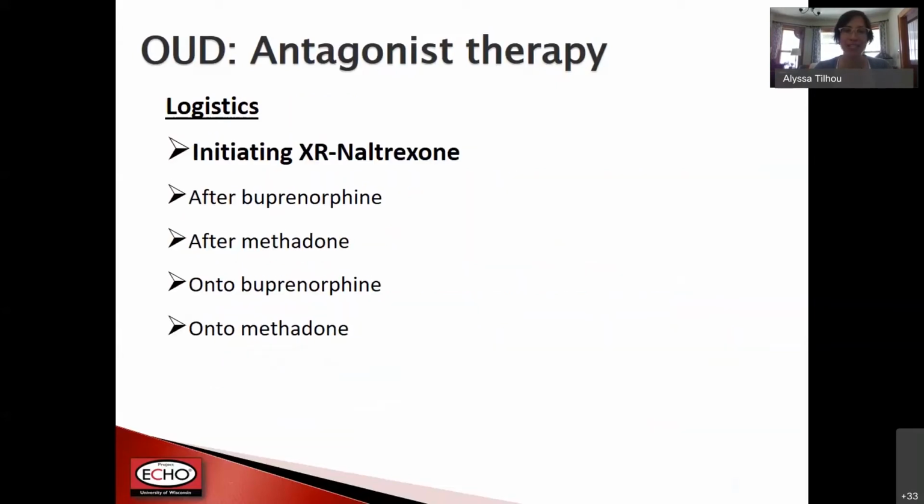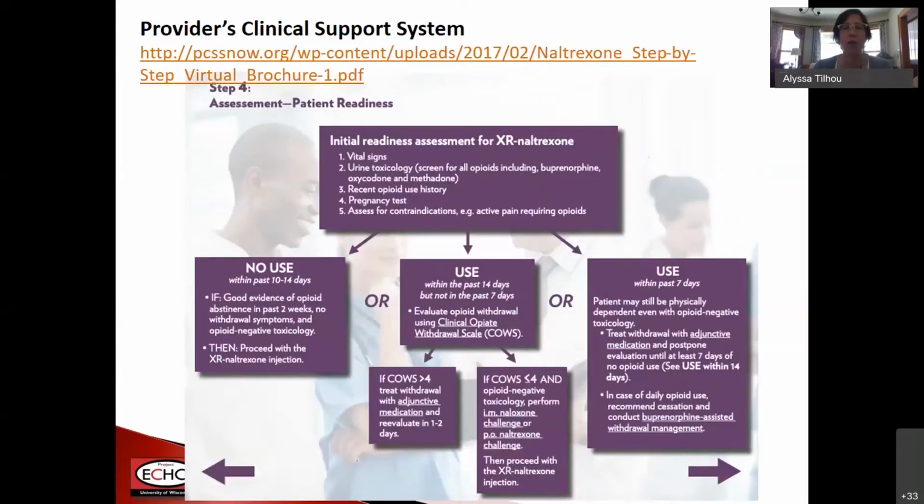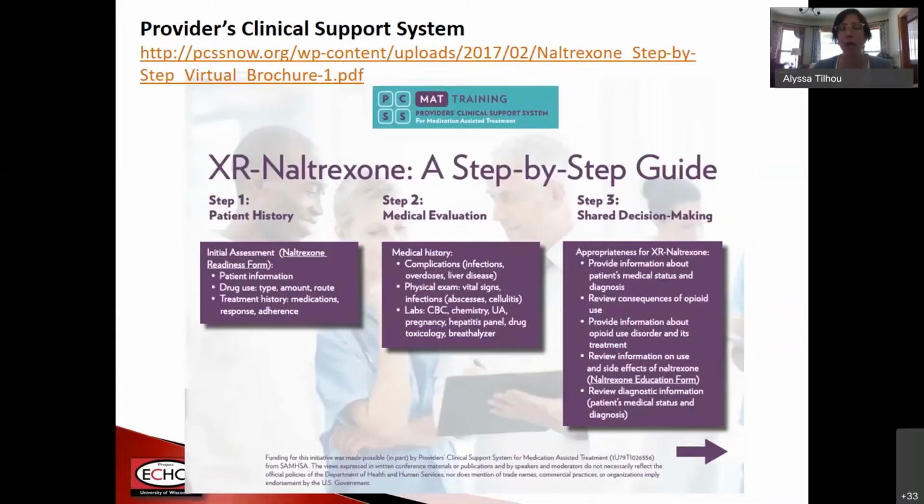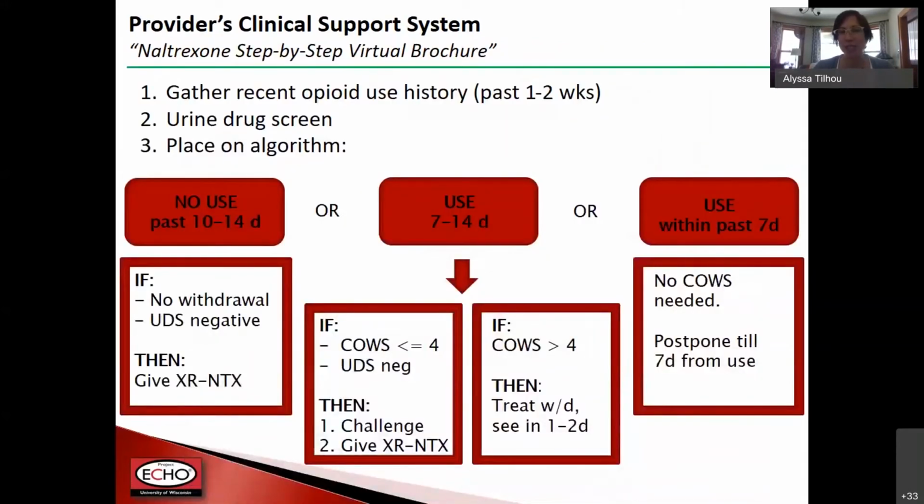So, more logistics. These are just snapshots of a publicly available online PDF of the algorithm for going through and giving IM naltrexone. I don't think this one is in your handout, but I had time last night to blow up the main algorithm to make it a little easier to see in the presentation. The first step you do is gather recent opioid use history.